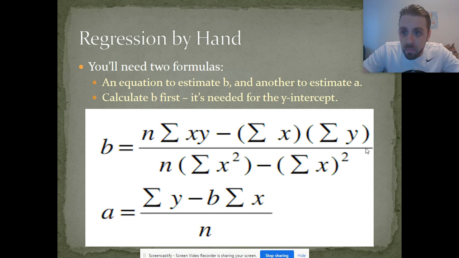Once I have b, I can calculate my y-intercept, where a is equal to the summation of y minus that slope coefficient, or b, times the summation of x, divided by the sample size of n. So b is the change in y given a 1 unit change in x, or increase in x, I should say. And a is the value of y, assuming that x equals 0.